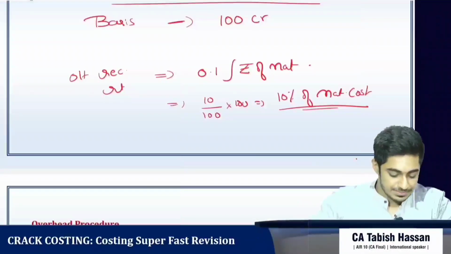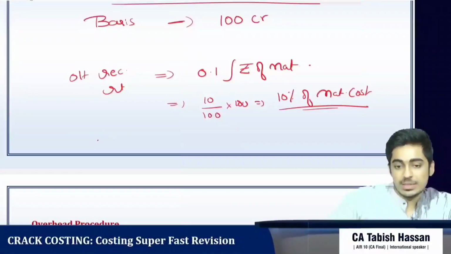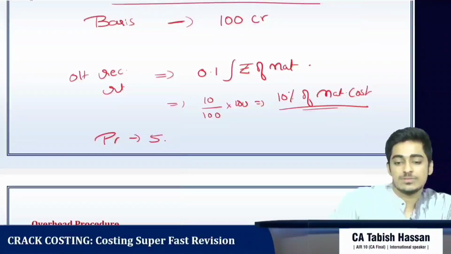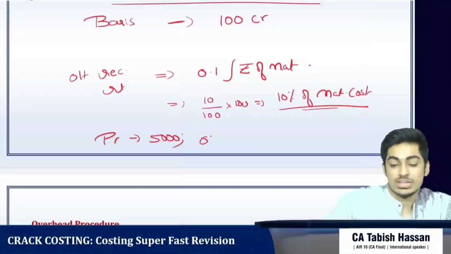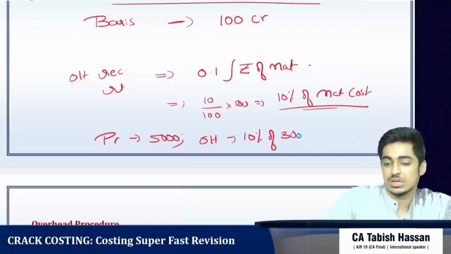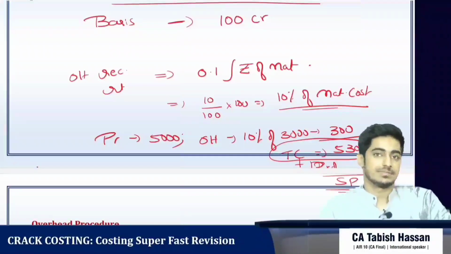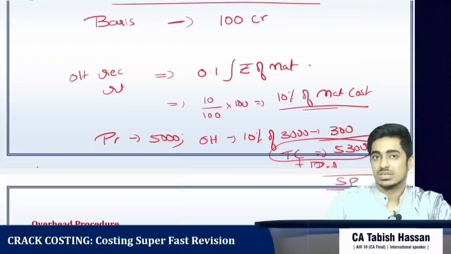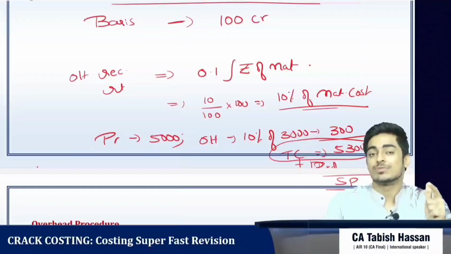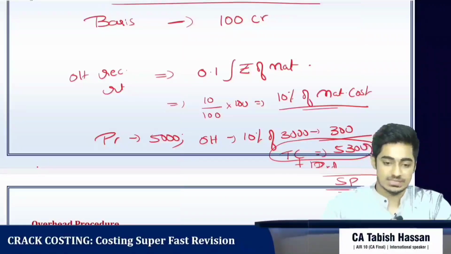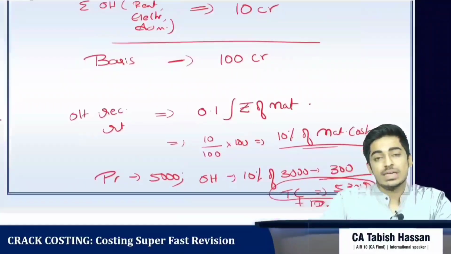Say for example, in the given question, the prime cost was 5,000 rupees and overheads was 10% of material cost. Say 10% of material cost was 3,000, is 300 rupees. So we got the total cost as 5,000 plus 300, 5,300. So this, if we add the profit, we get a selling price. And that's what ultimately every business wants. They want to know the right cost to earn profit and accordingly determine their selling price. So this is why overheads is important.